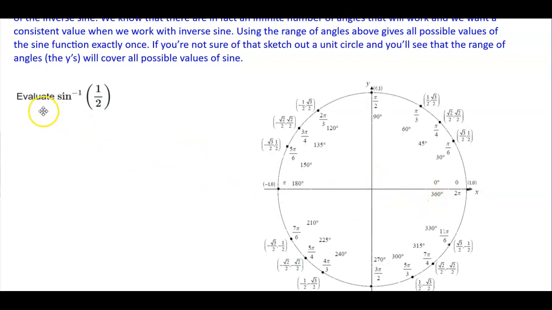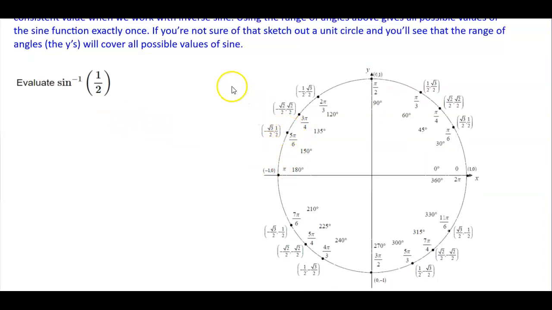So let's take a look at this example. We want to evaluate sine inverse of 1/2. The first thing we're going to do is look at all the outputs where the y value is 1/2. On our circle, here we have negative square root of 3 over 2 and then 1/2, and that angle represents 5 pi over 6. And over here we have square root of 3 over 2 and positive 1/2, so that's the other output that has a y of 1/2, and that angle is pi over 6. The other ones down below have a negative 1/2, and this is a positive 1/2, so we're only looking at the positive 1/2.